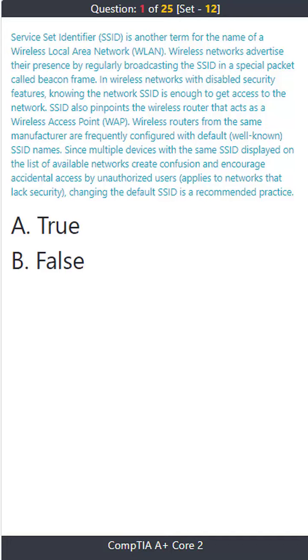Question 1. Service Set Identifier, SSID, is another term for the name of a wireless local area network, WLAN. Wireless networks advertise their presence by regularly broadcasting the SSID in a special packet called a beacon frame. In wireless networks with disabled security features, knowing the network SSID is enough to get access to the network. SSID also pinpoints the wireless router that acts as a wireless access point, WAP.